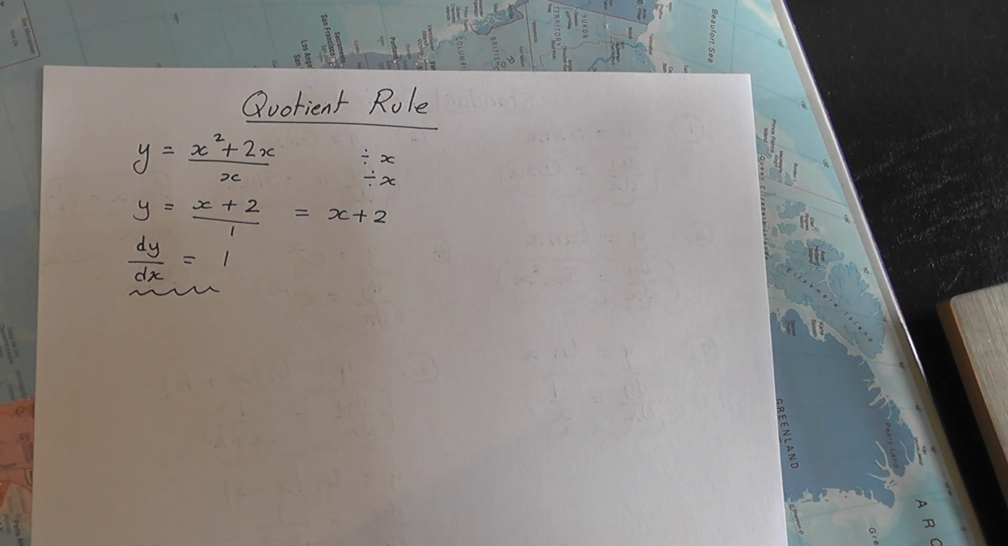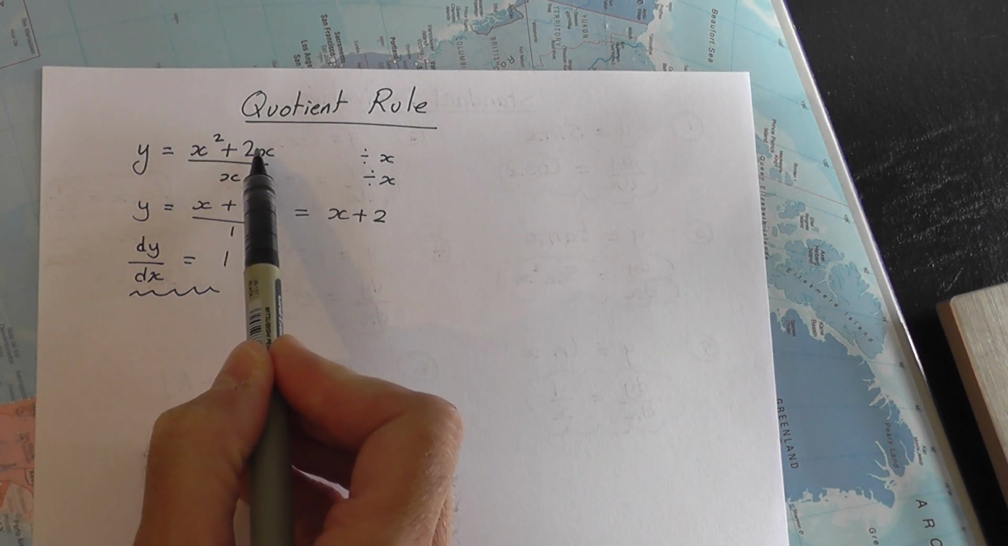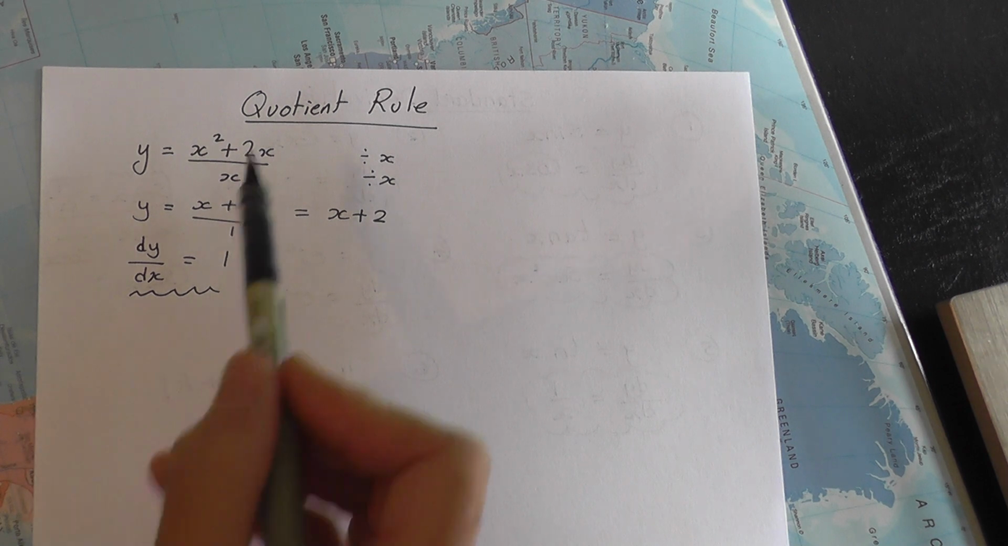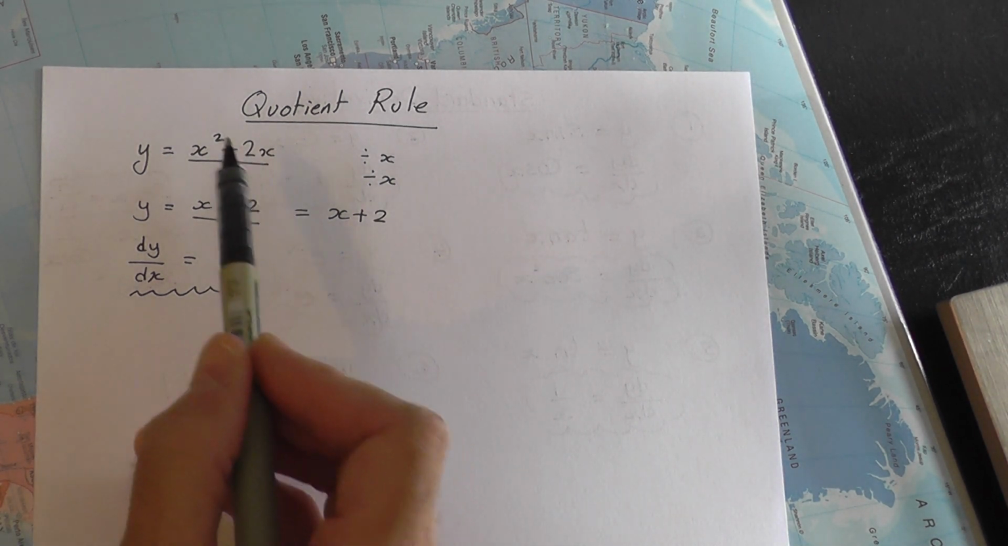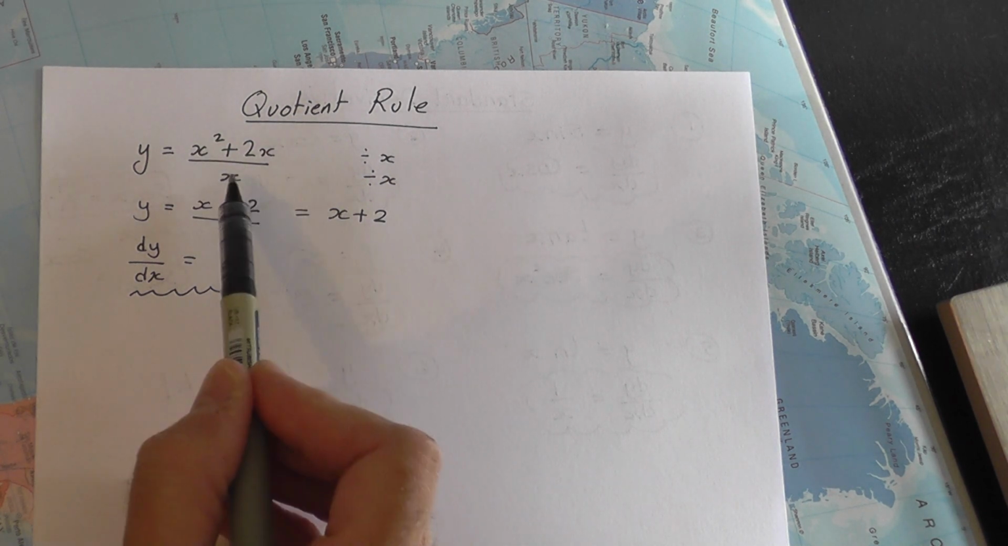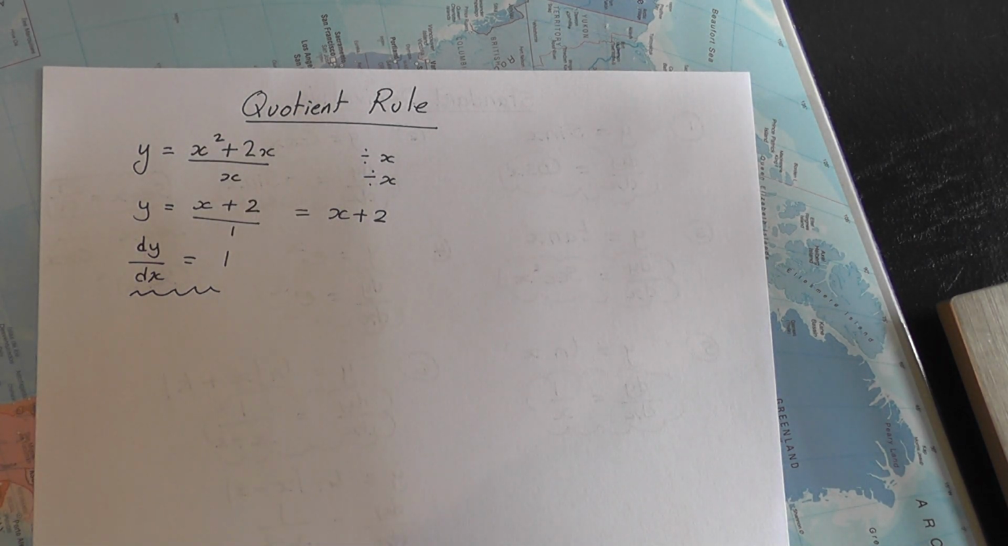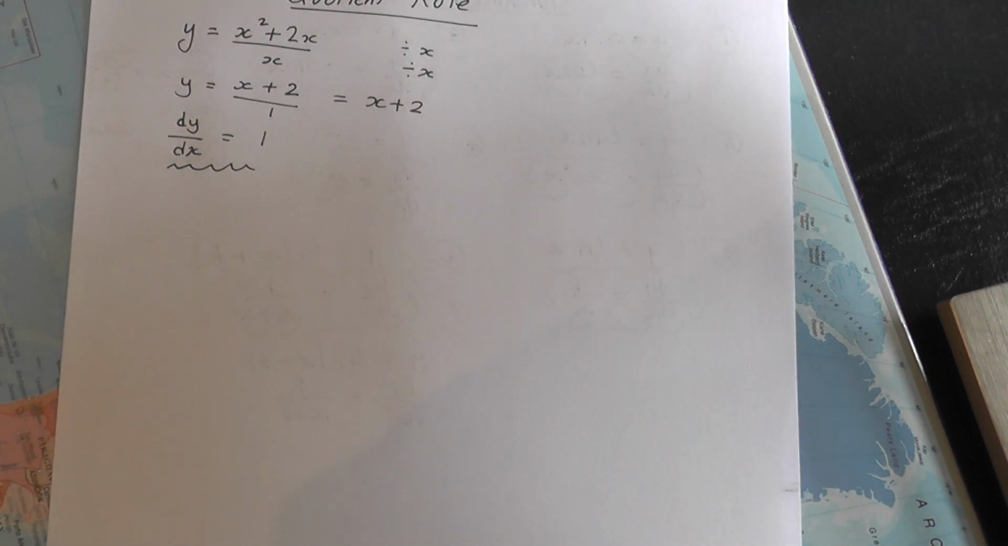But you've got to be able to spot that you can divide top and bottom by x and make sure you divide everything on the top by x, not just one of the terms. You can't, for example, cancel that x with that x. You can't do that. You've got to divide everything by x on the top and divide the bottom by x as well. Right, let's do the quotient rule and show you we get the same answer.